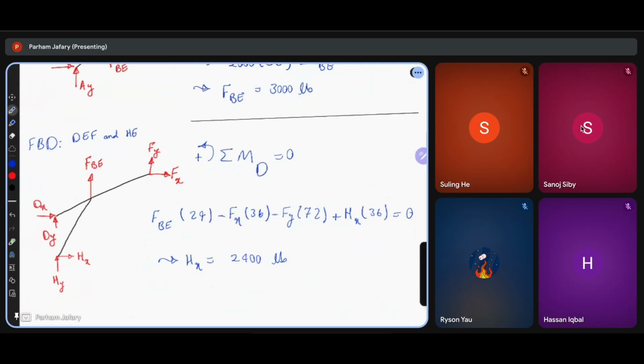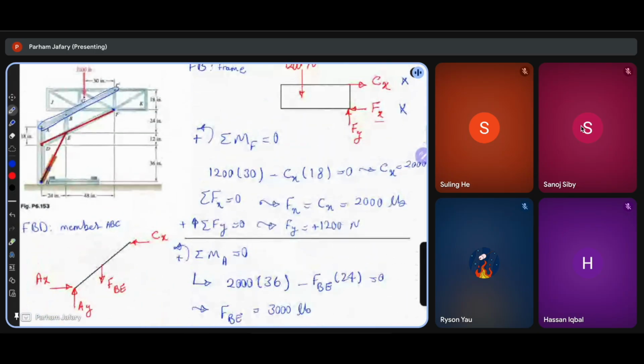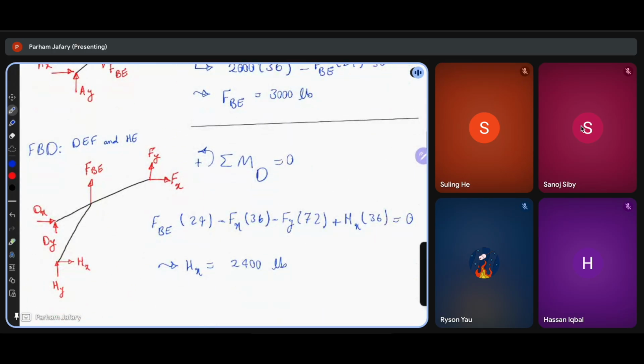Okay. So the line of effect of Hy passes through point D, right? So when the line of effect passes through a point, that force doesn't exert any moment around that point. Okay?